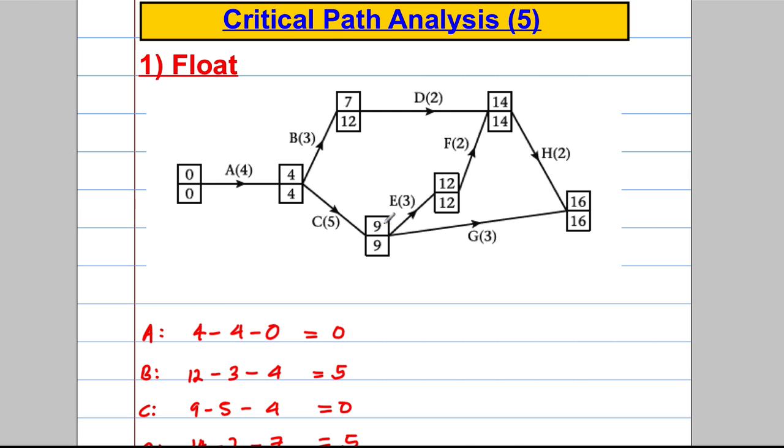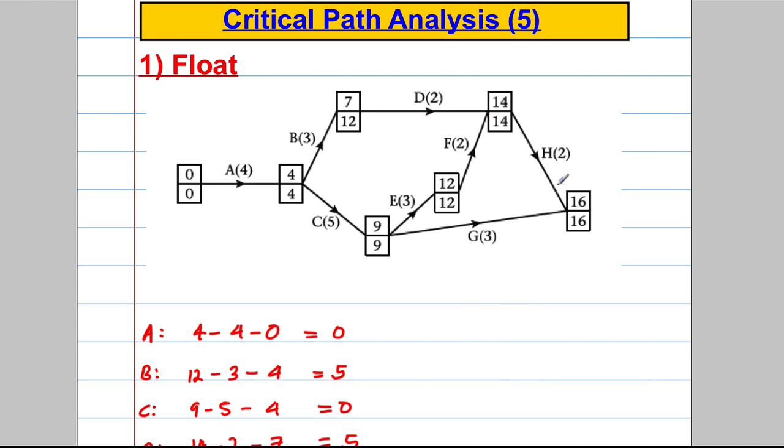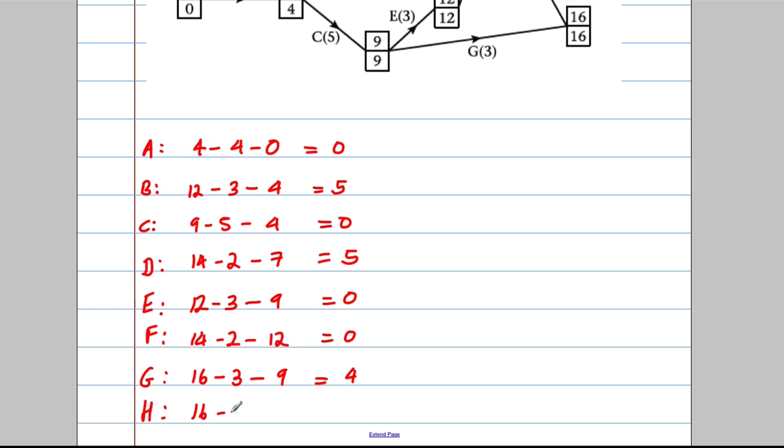G is 16, take away 3, take away 9, which is going to be equal to 4. And H is going to be 16, take away 2, take away 14, which is equal to 0. And they're the floats of each of the activities.